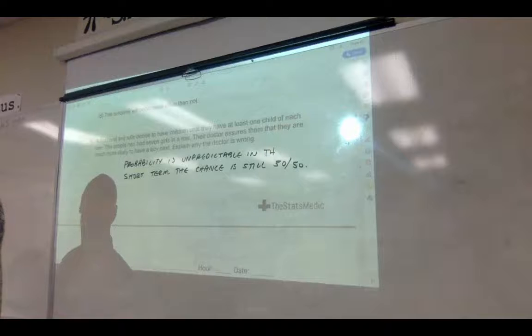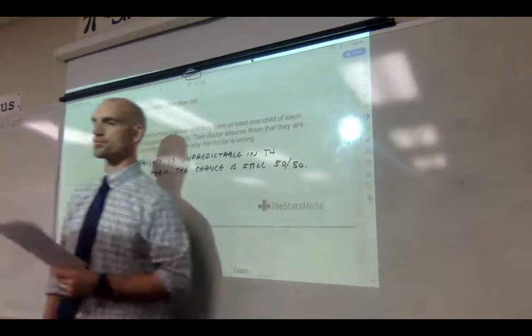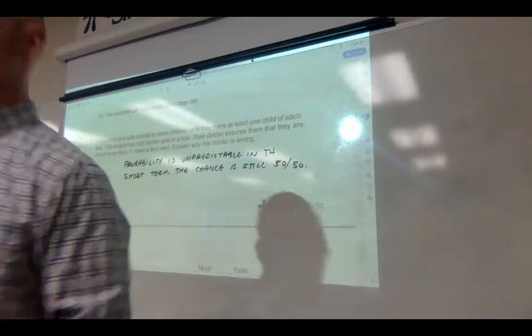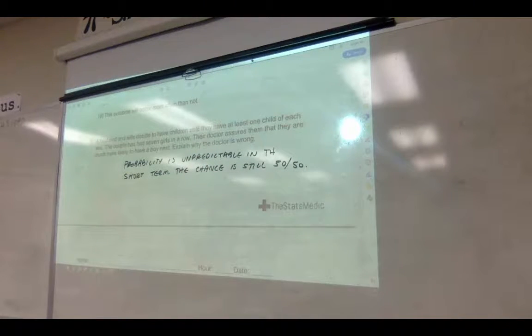Five. Why 5? Write that down. Because 1/6 of 30 is 5. So that's the theoretical, the expected. It's not guaranteed. Is it guaranteed? No. It is not guaranteed, because short term is unpredictable.